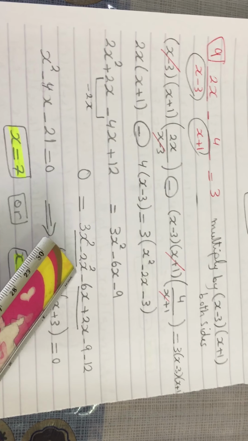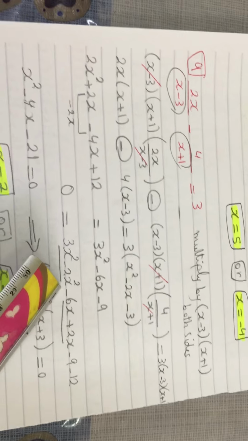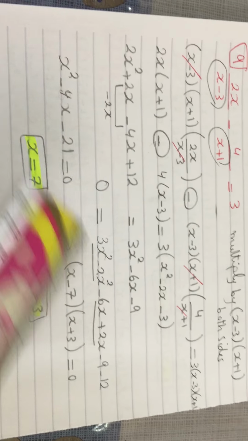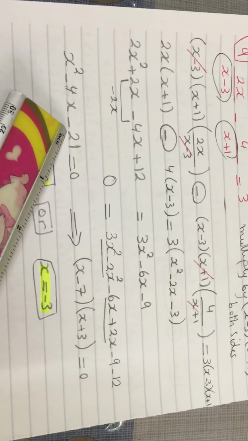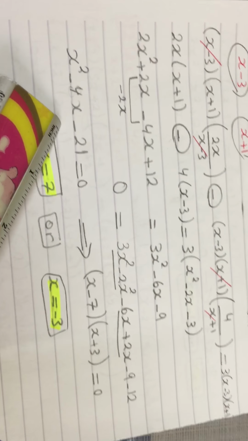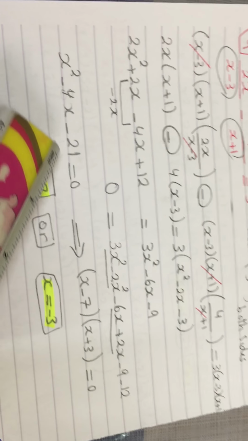Okay, don't forget when you transfer something from one place to another, change its sign like this. Now I have x squared minus 4x minus 21. Factorize this quadratic equation, these three terms. x squared will be x and x.